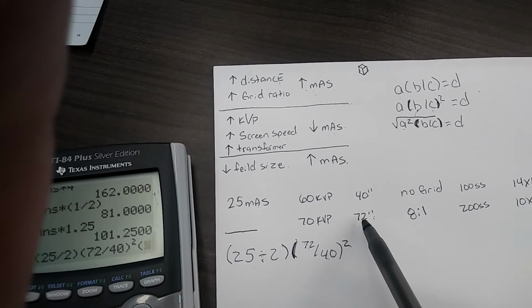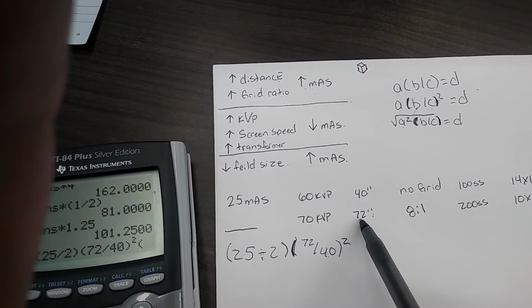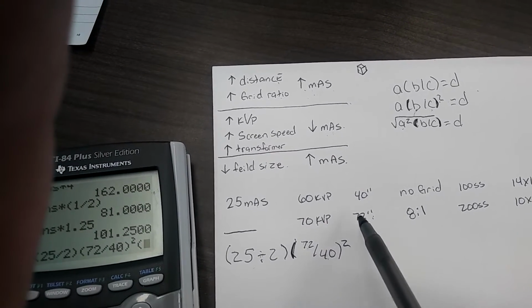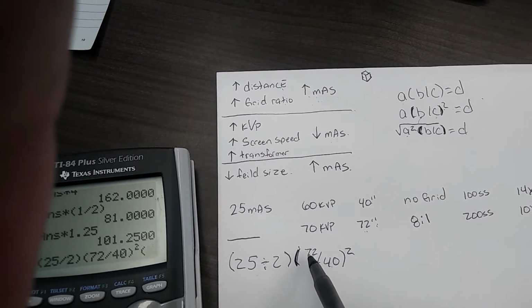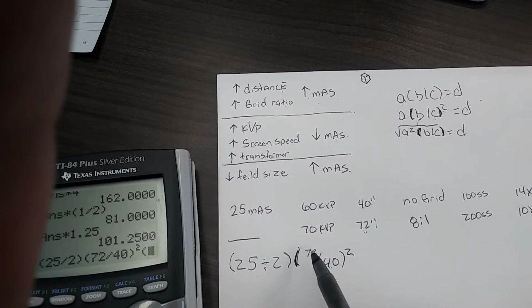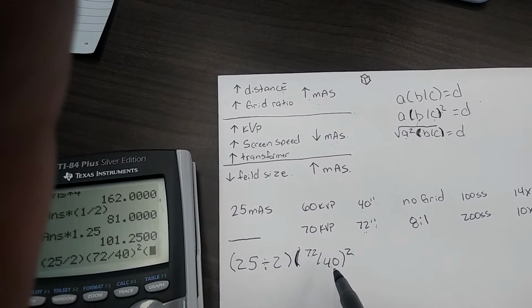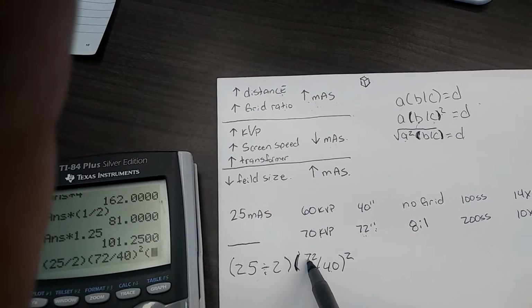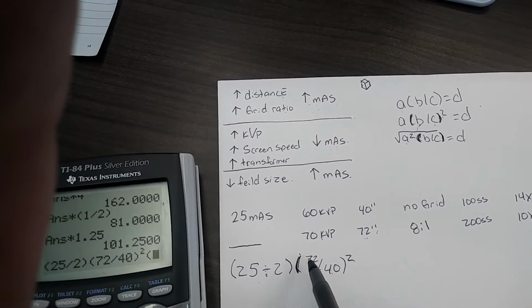If you need a smaller, say if we was going from 72 inches to 40 inches, if it was flipped around, I would need a smaller number. So I would want to put the 40 inches on top, the smaller number on top, and the bigger number on the bottom. So just know if you need a bigger number, the bigger number goes on top. If you need a smaller number, the smaller number goes on top.